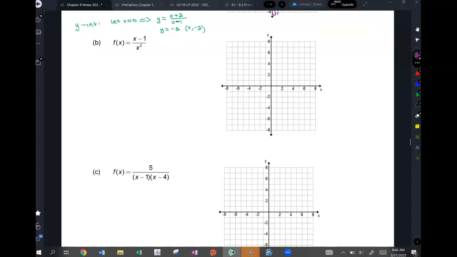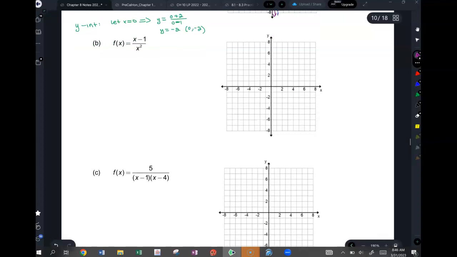Take a look at this one now. Here we have x minus 1 over x squared. So quickly, let's find the zero. What is the zero? Right, 1 comma 0. Okay, what is the vertical asymptote? So now we're going to do x squared equals 0. X is 0. So here and here we have a vertical asymptote.